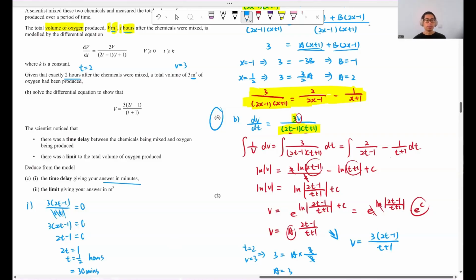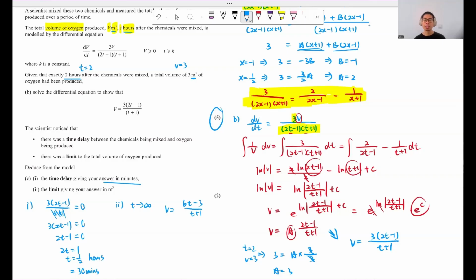Okay, part II, the limit, given in say meter cube. So we want to work out the limit to the total volume of oxygen produced. So basically, we want to work out when T goes to infinity, what happens to V. So there are two ways to do this. The way I do it is like this. So V equal to, expand, 6T minus 3 over T plus 1.